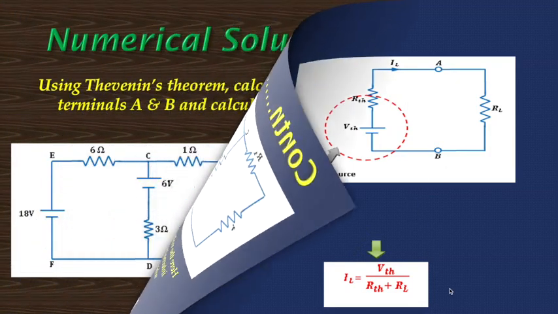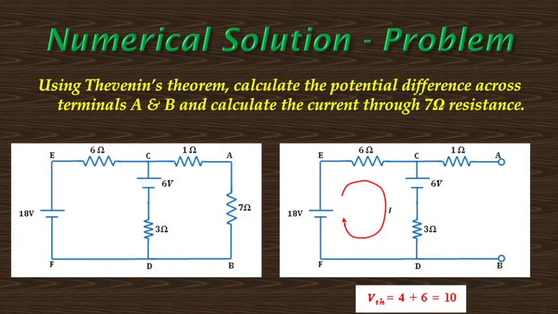Example. Using Thevenin's theorem, calculate the potential difference across terminals A and B and calculate the current through the 7 ohm resistance. As per the steps described, remove the load resistance RL and form the open circuit terminals A and B. Here RL is the 7 ohm. Next, determine the current through this loop. Let this current be I.